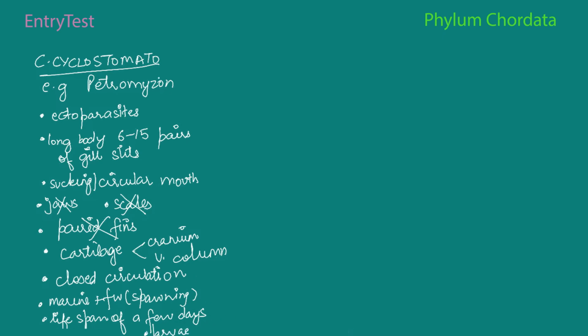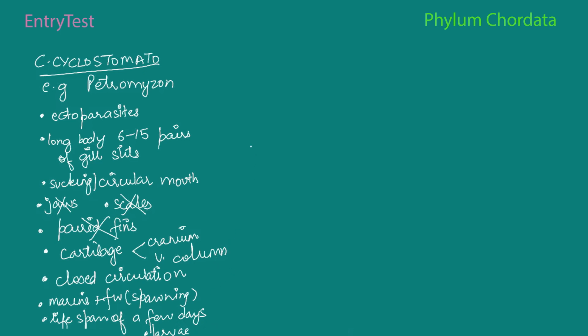So let's just revise these features. The example is Petromyzon, which is the lamprey. They're ectoparasites, with a long body with 6 to 15 pairs of gill slits. Additionally, they have a sucking and circular mouth. Jaws, scales, and paired fins are absent. The cartilage is there in the cranium and the vertebral column. Closed circulatory system. They usually live in marine water but come to the fresh water for spawning. And after spawning, after a few days, they die. But the larvae are able to go back to the ocean through metamorphosis, and they develop there.